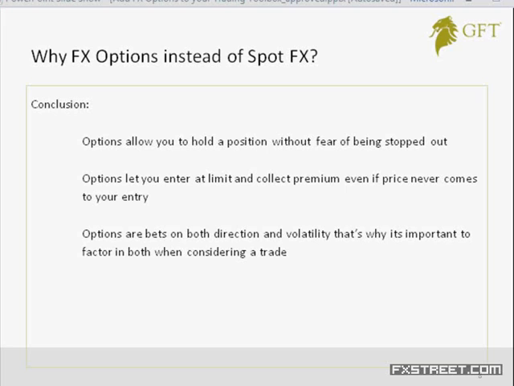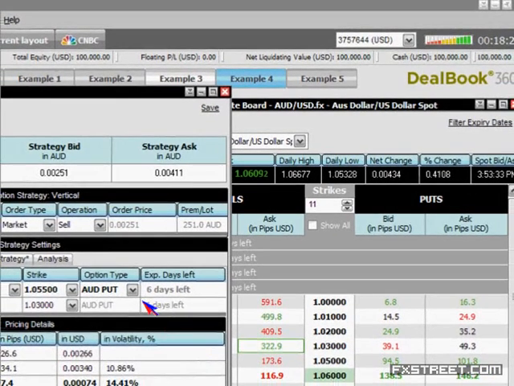I do see a couple of questions out there. GFT right now does not offer any exotic options. All we have on the platform right now are plain vanilla, and we offer them on about 13 different pairs right now.